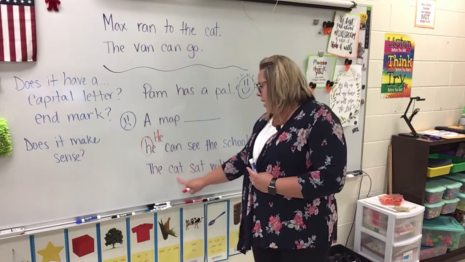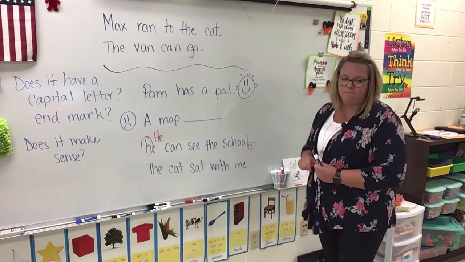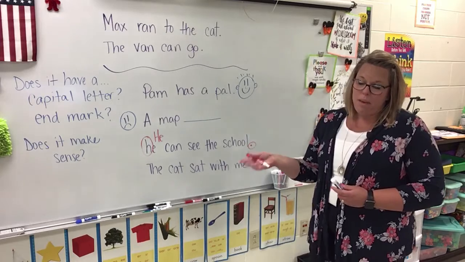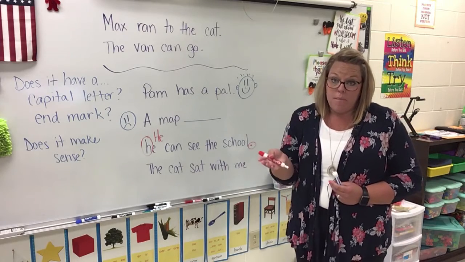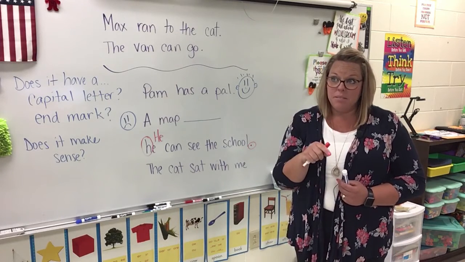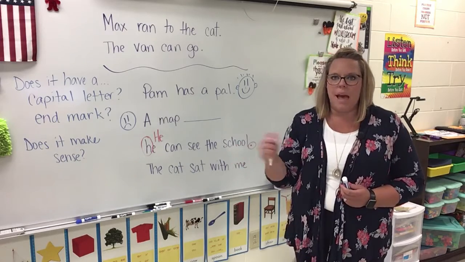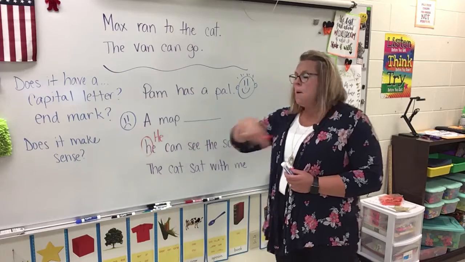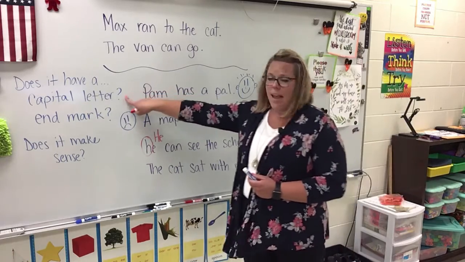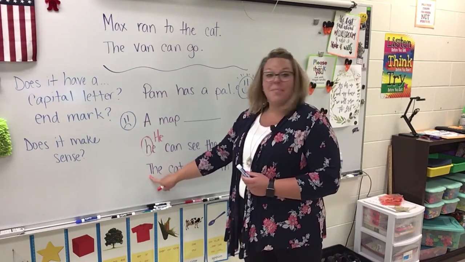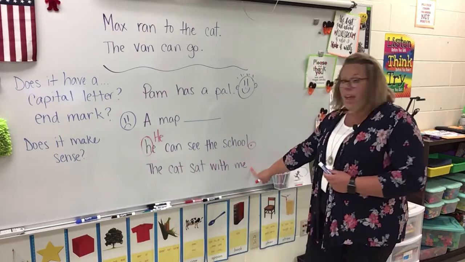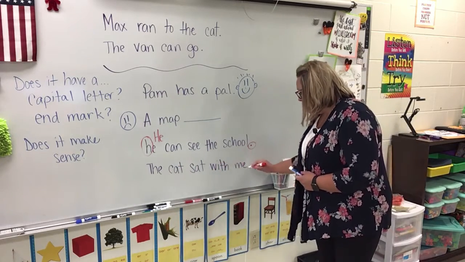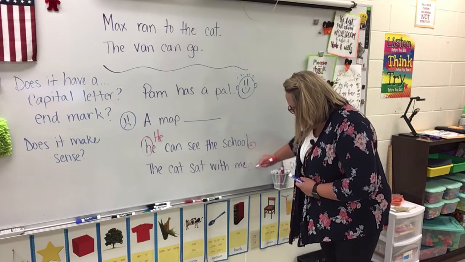It says, the cat sat with me. The cat sat with me. What sat by me? The cat. What are we saying about the cat? The cat sat. And where do they sit? It sat by me. So we know that that is a sentence that does make sense. But now, let's check. Does it have a capital letter? Yep. Does it have an end mark? Nope. We need it to have an end mark.